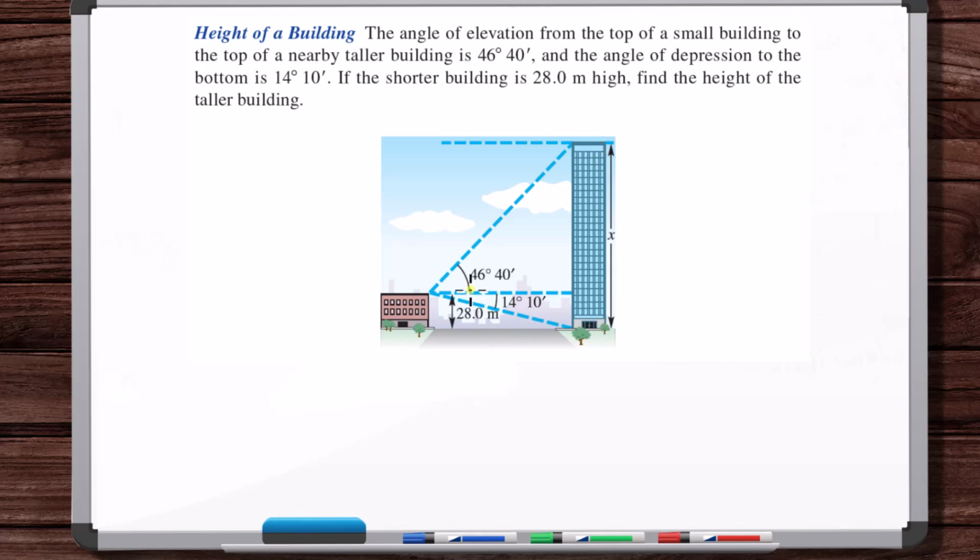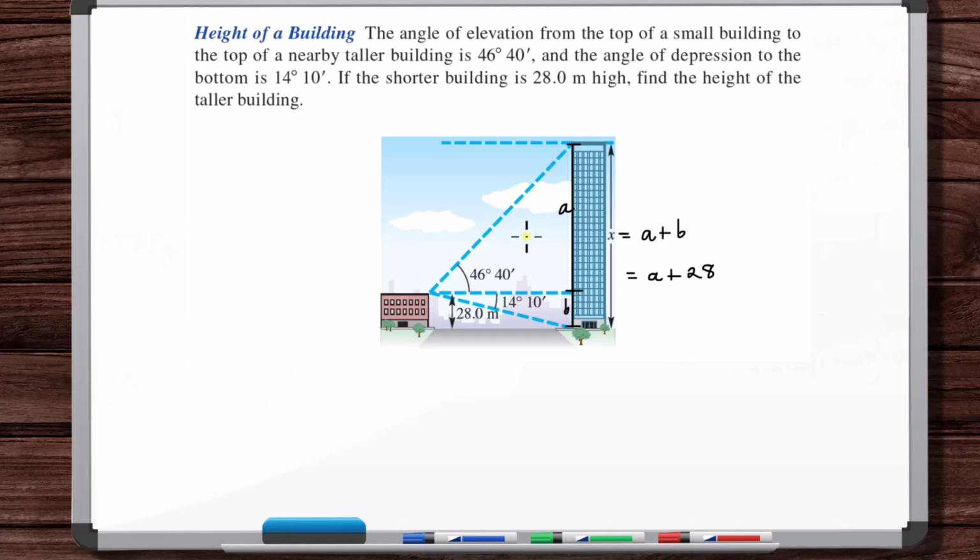Okay, so we can use trigonometry to figure this out. We want to add this height to this height. We'll call this A and B. So X is equal to A plus B. And we know B. B is 28. So X is equal to A plus 28. So we just need to find A.